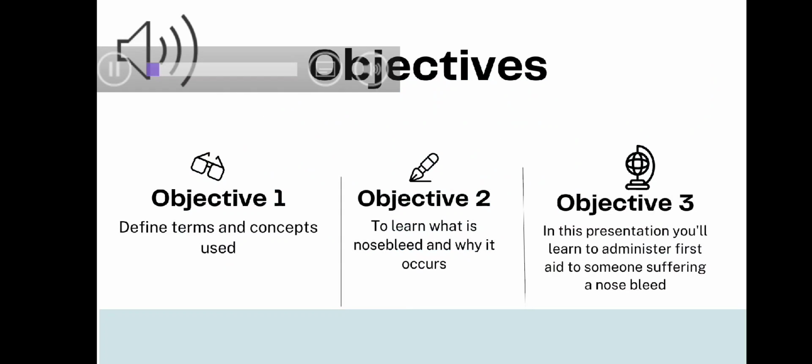So these are my objectives. The first one is to define terms and concepts used. Second is to learn what is nosebleed and why it occurs. Third, in this presentation you'll learn to administer first aid to someone suffering a nosebleed.